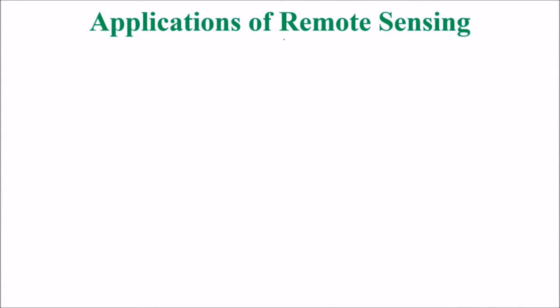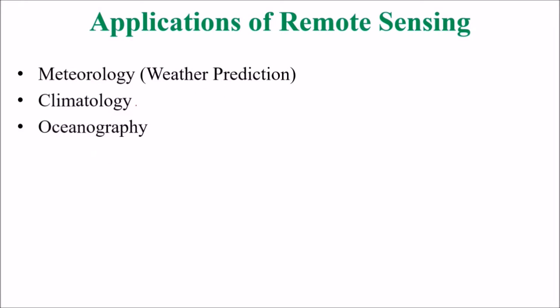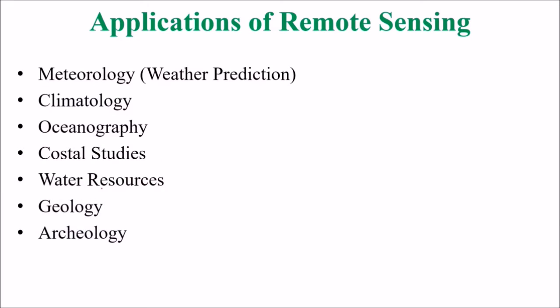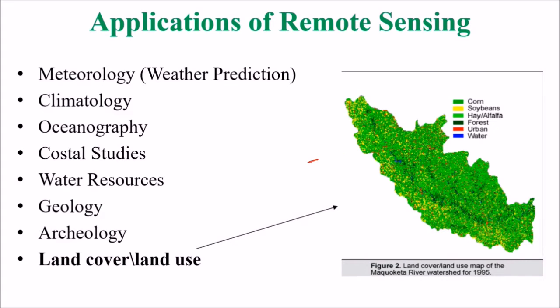So what are the applications of remote sensing? Meteorology, that is weather prediction, climatology, oceanography, coastal studies, water resources, geology, archaeology, and land cover and land use. This is an example of land cover and land use. Land cover is the area which is covered by natural being, and land use is how it is utilized. There may be trees here, but you are utilizing it as a garden. So that is the land use.